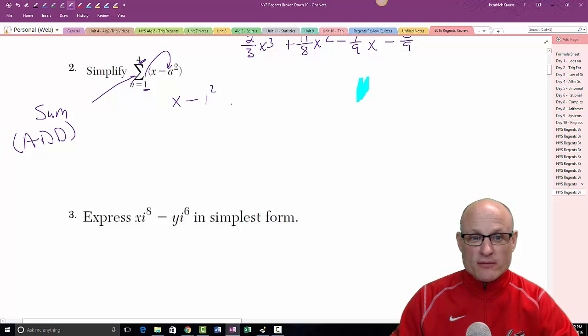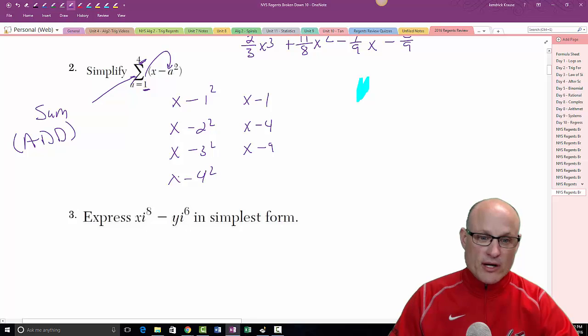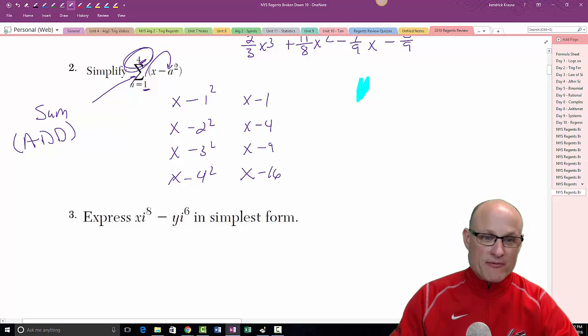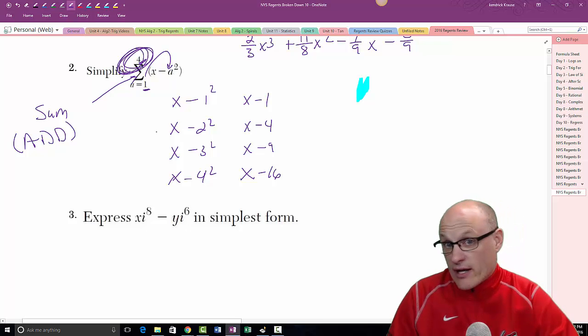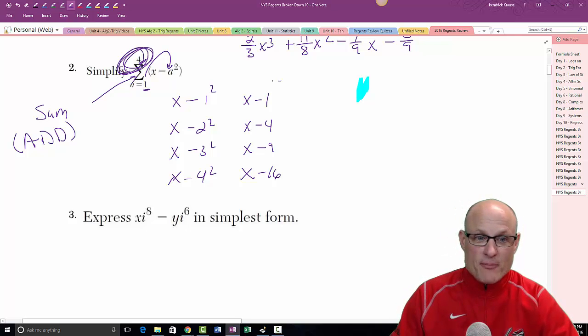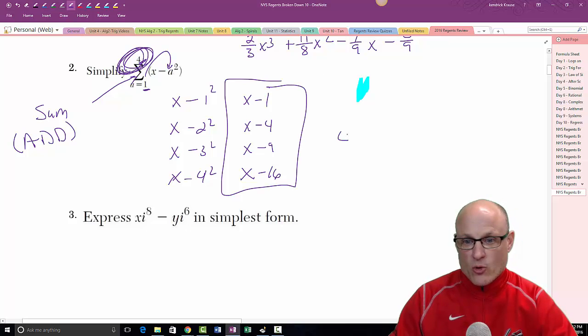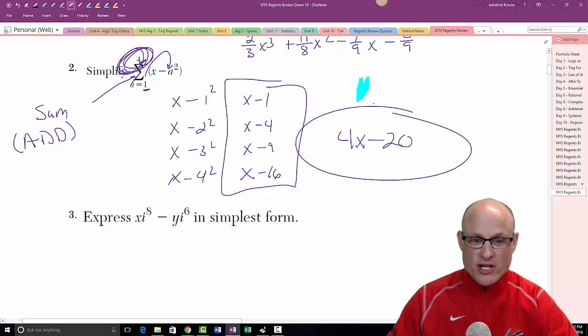X minus 1 squared. Well, that's x minus 1. X minus 2 squared. Well, that's x minus 4. X minus 3 squared. X minus 9. X minus 4 squared. That's x minus 16. Now, I stop at 4 because the top number is 4. I got to stop there. That's what you got to do. And now the big E says add them all up. Okay, no problem. 4x minus 20. Ka-ching!